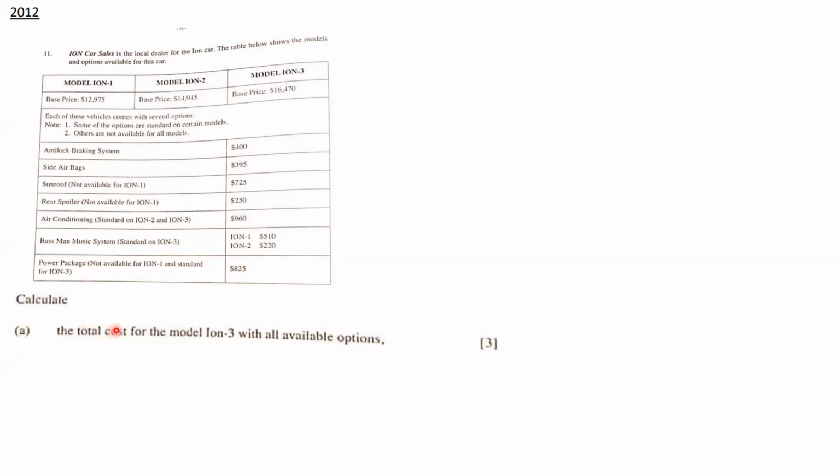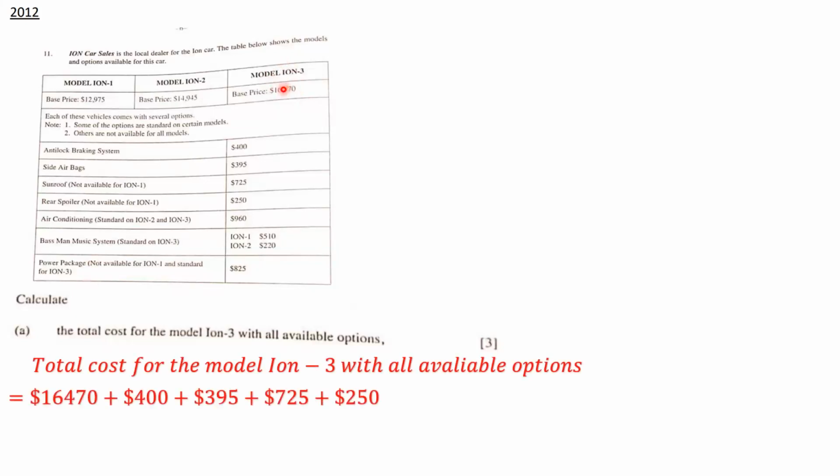So it says calculate the total cost for the Ion 3 model with all the available options. So we have to get the model Ion 3, that's this one. First of all, it's going to cost us $16,470 because that is the base price. Then we need the anti-locking braking system because we want all the available options. So that's $400. Then we want the side airbag, that's $395. Then we want the sunroof, which is $725. Then we want the rear spoiler, which is $250.